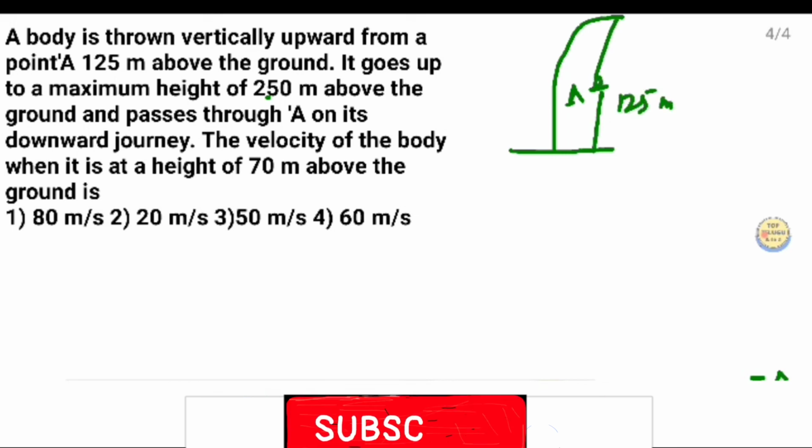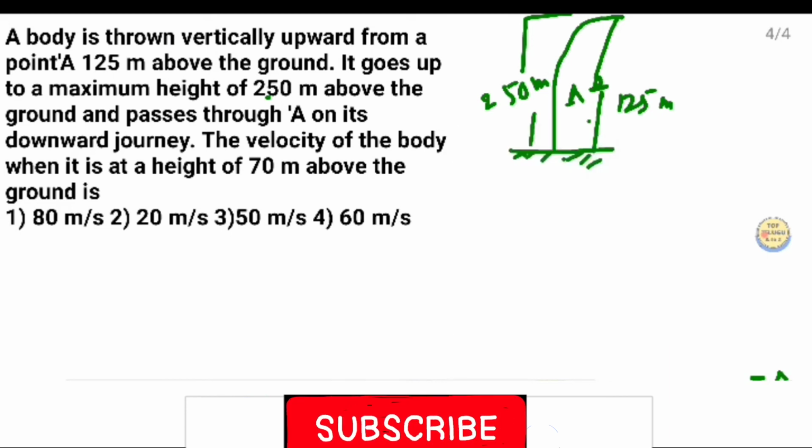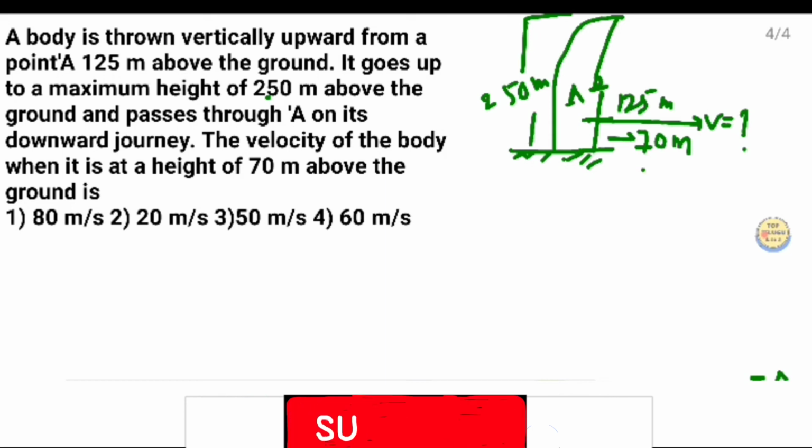It reaches a maximum height. The total distance is 250 meters from here to here. Then the velocity of the body when it is at a height of 70 meter from above the ground. This is the ground. From here to here, the distance is 70 meter. At this point you calculate the velocity, v is equal to how much? But the total distance is 250, and you calculated 70.